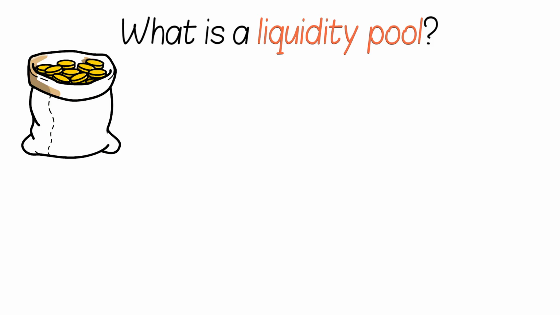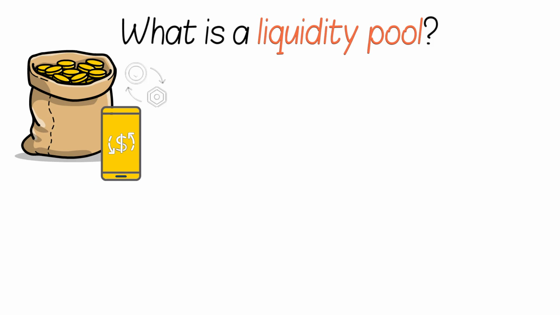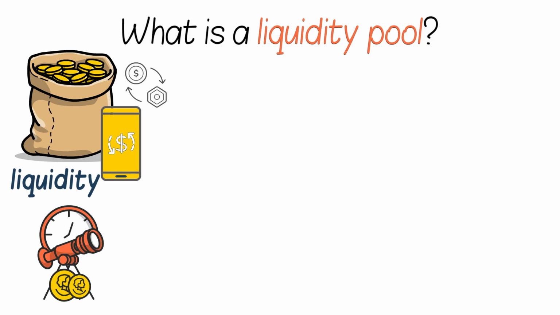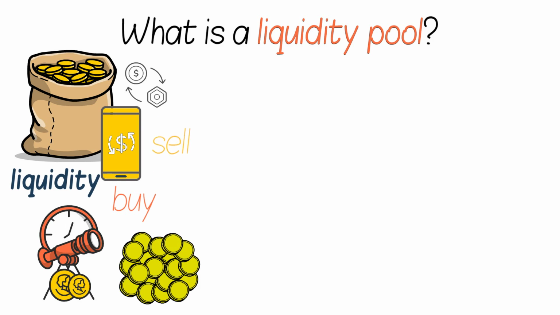So, what is a liquidity pool? In the most basic terms, a liquidity pool is just a collection of funds that can be used to trade assets. The key word here is liquidity. This means that the funds in the pool can be easily converted into cash or other assets. It's basically like a pool of money that people can use to buy or sell assets.